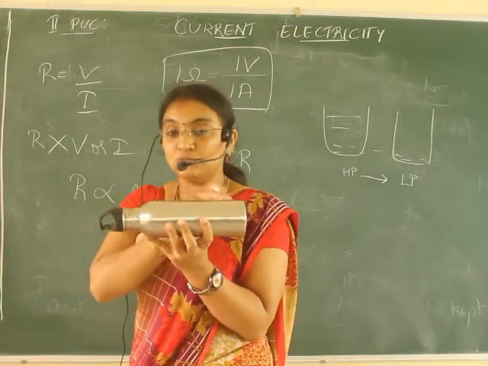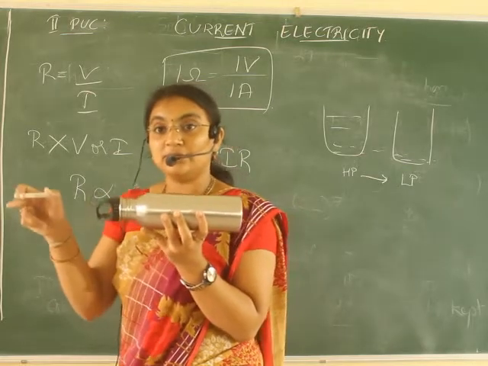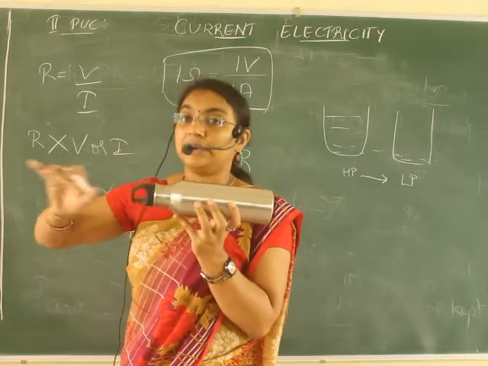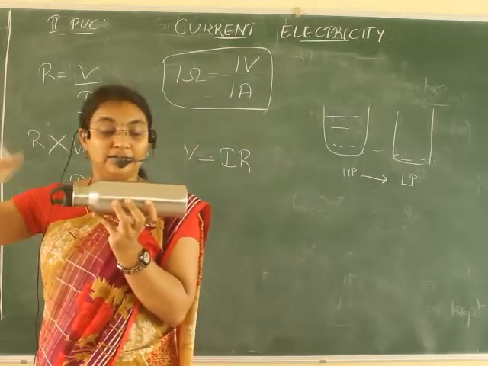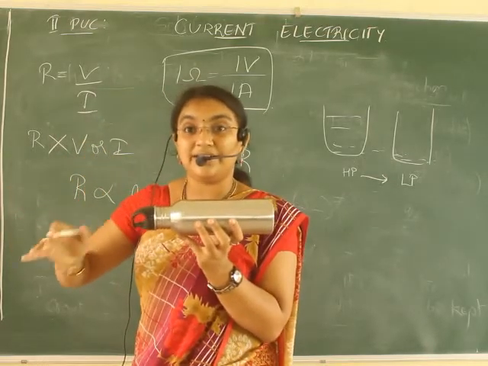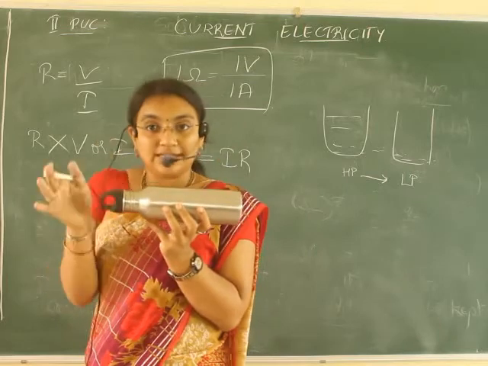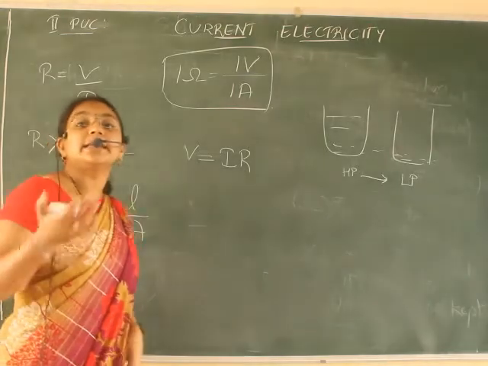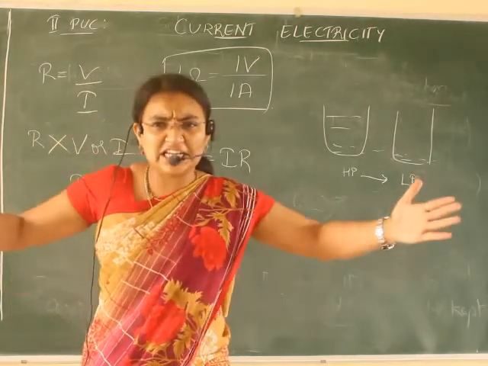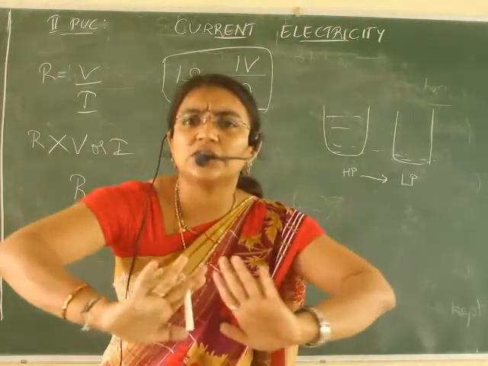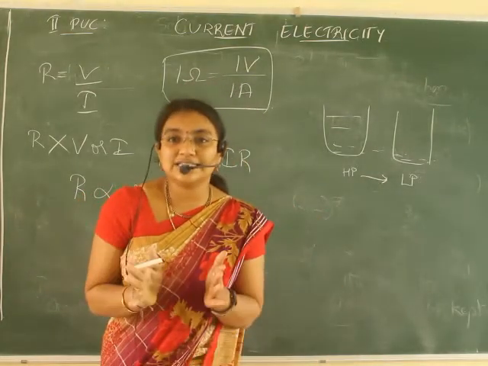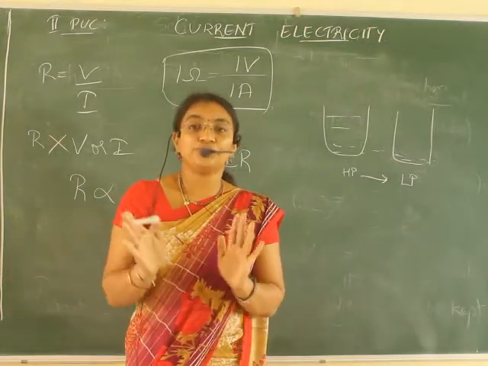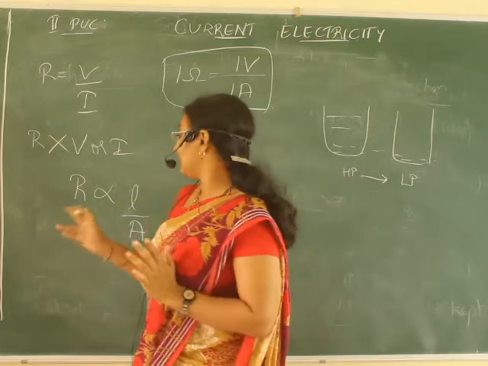If the length is more, then as the length increases, the water will reach here very, very late. Correct? In the same way, as the length increases, resistance increases. Opposition for the flow of current also increases. If the length is very small, then the current can easily reach here. So, as the length decreases, resistance decreases.